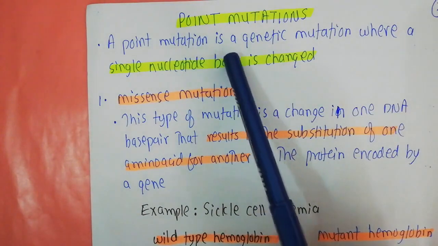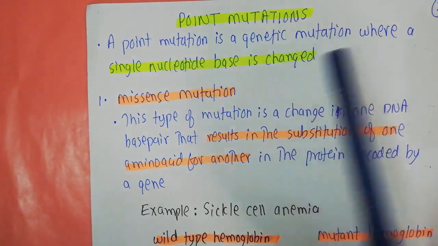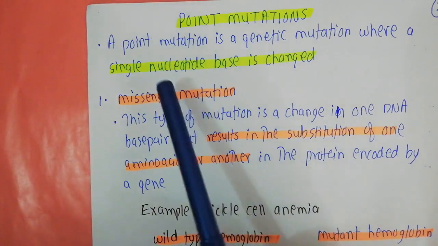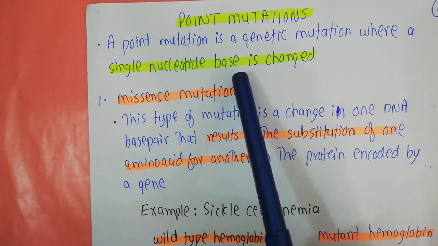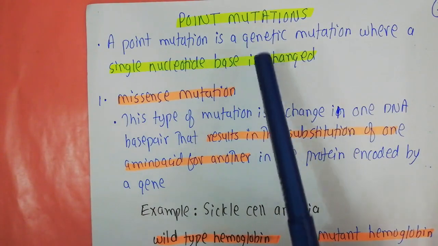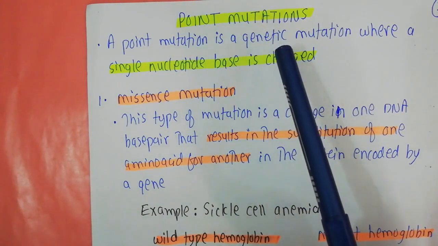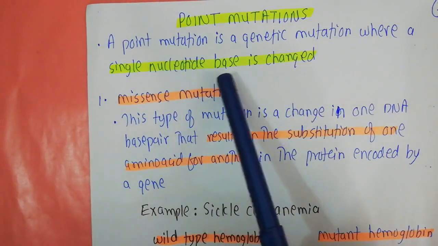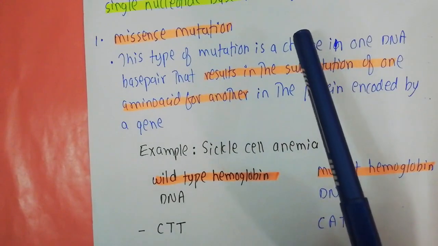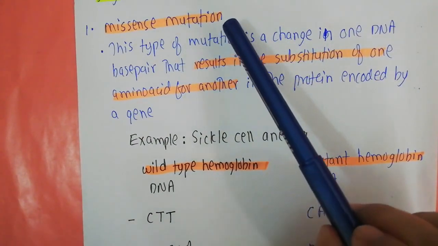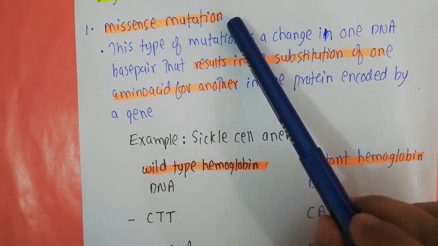Now, a point mutation is a genetic mutation where a single nucleotide base is changed. So we are talking about a single nucleotide base that is changing, and we call that a point mutation. Of course, we are talking about a single nucleotide base change in the gene. Now, this point mutation, as I've told you, has three subtypes. One subtype is the missense mutation.